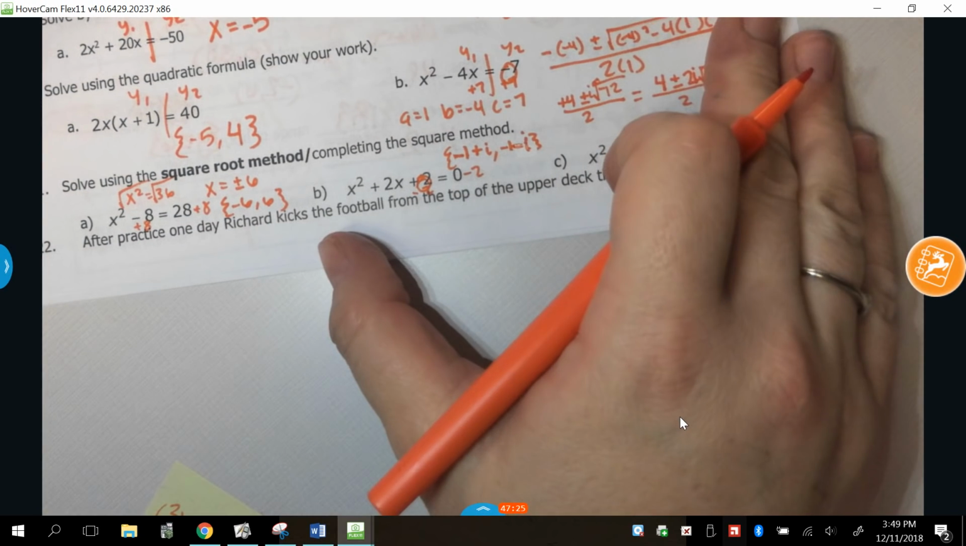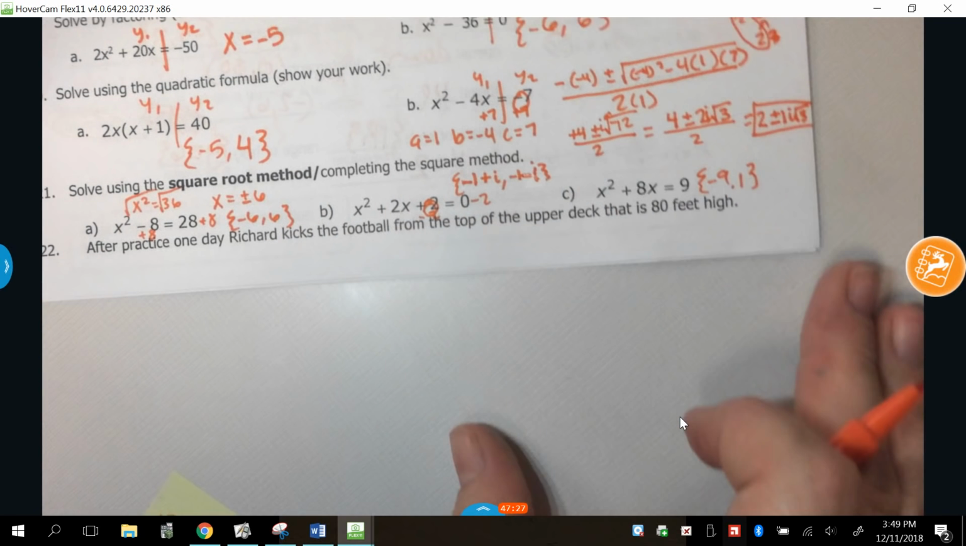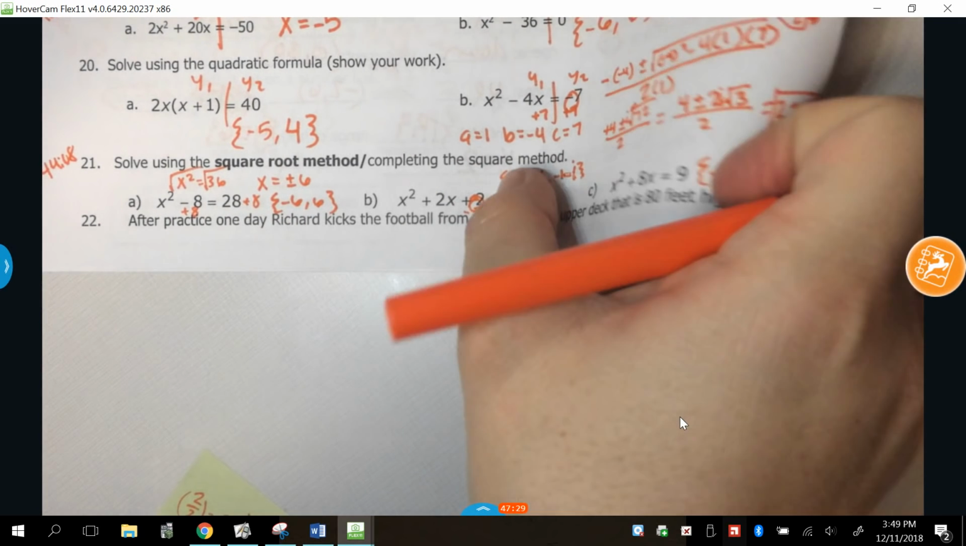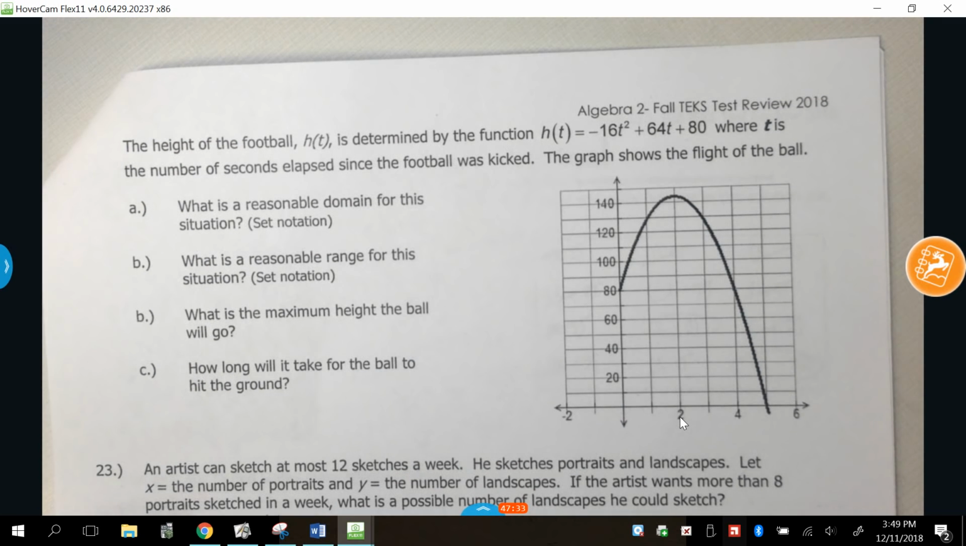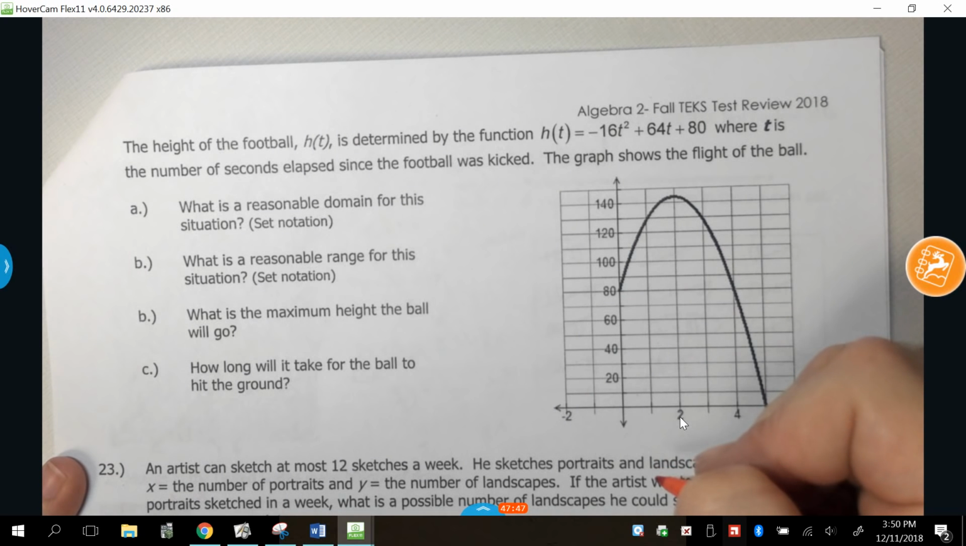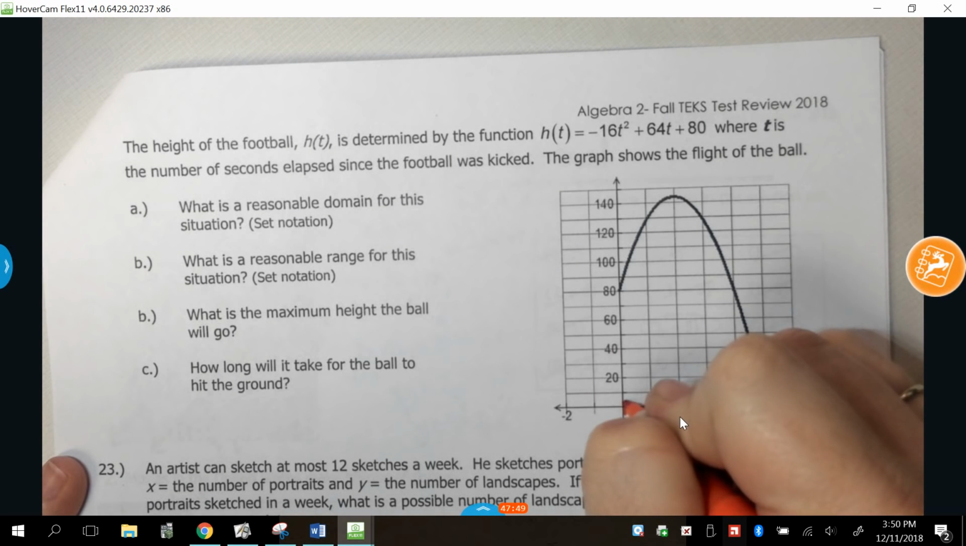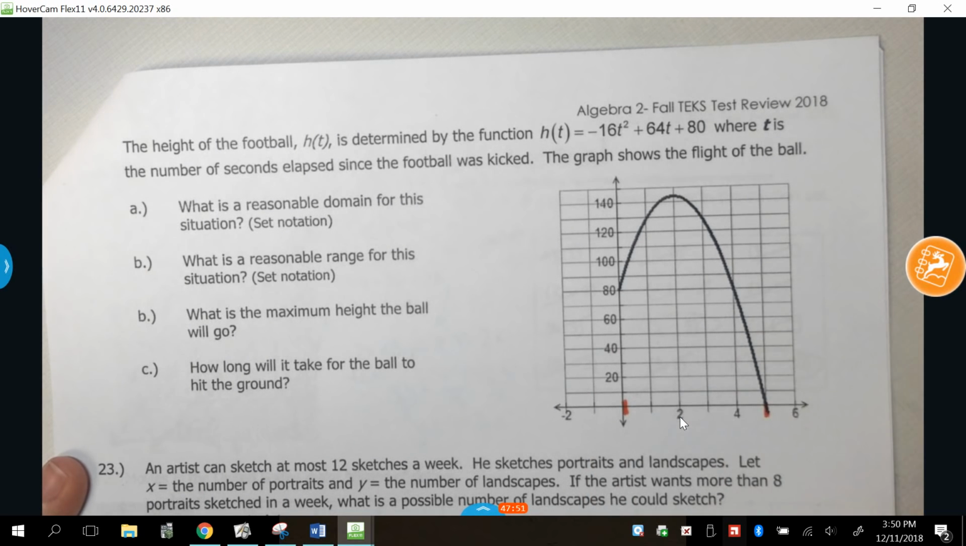After practice one day, Richard kicks the football from the top of the upper deck that is 80 feet high. The height of the football, h of t, is determined by the function h of t equals negative 16t squared plus 64t plus 80, where t is the number of seconds elapsed since the football was kicked. The graph shows the flight of the ball. What is a reasonable domain? Okay, set notation. So that goes from 0 all the way to 5.